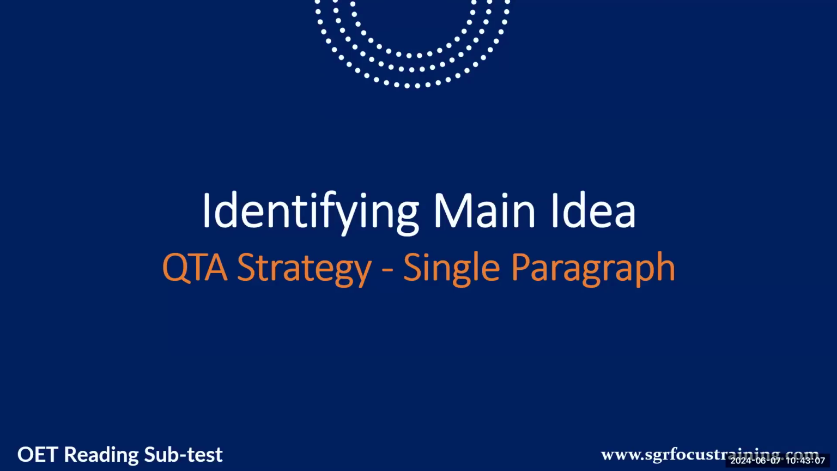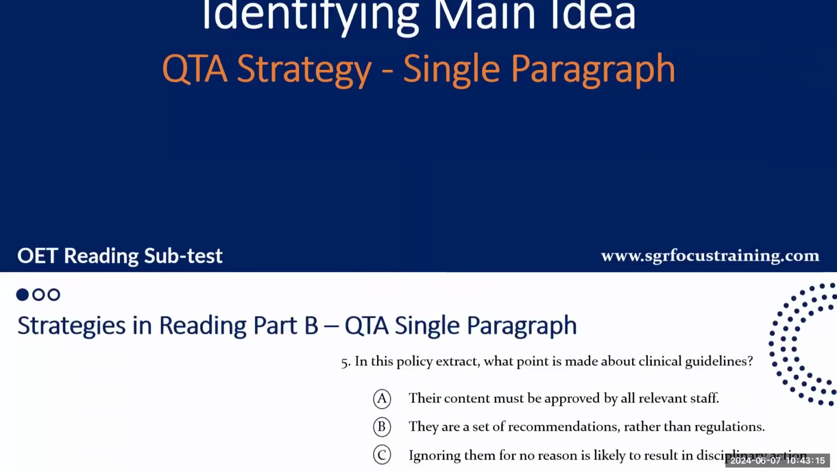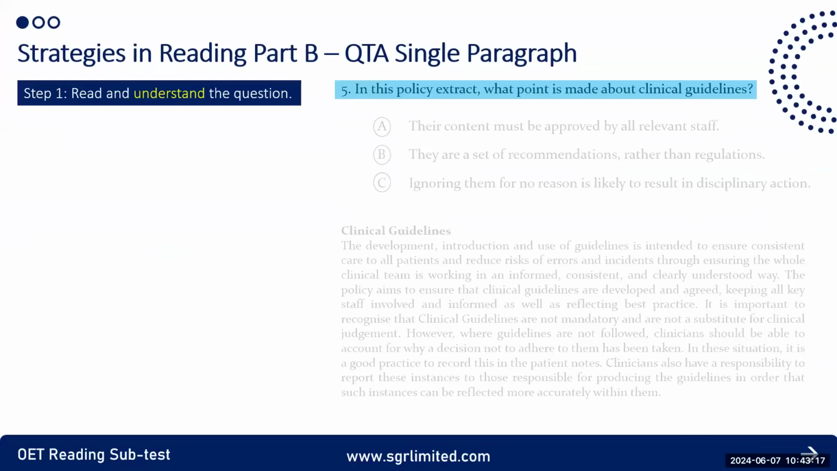Let's have a look at the reading part B question with one paragraph using the QTA strategy, or question text answer strategy. Step one, as our strategy suggested, we read the question first. We read, and most importantly, we understand what the text is asking.